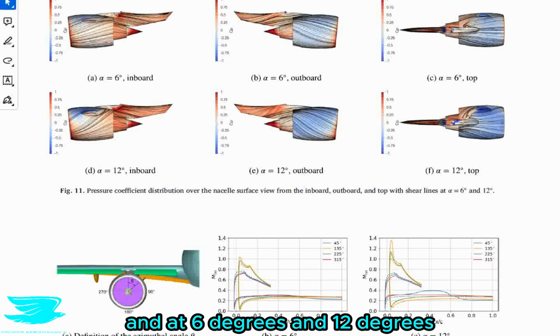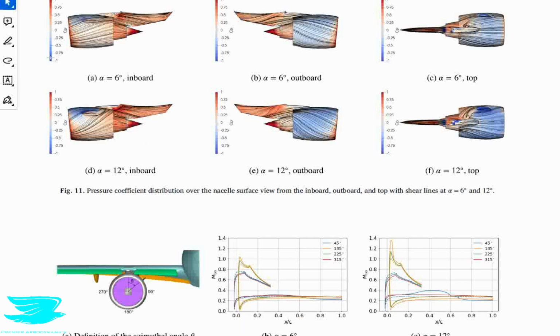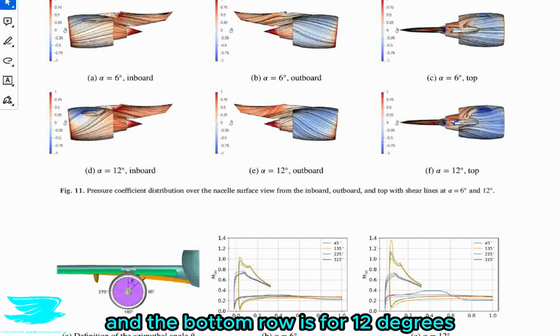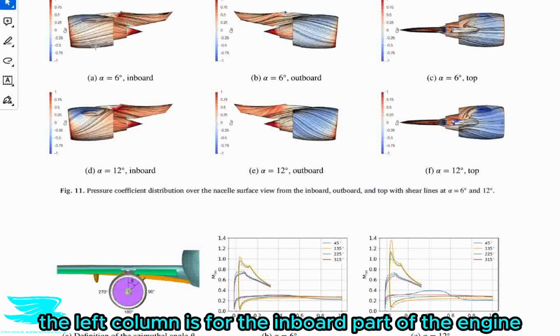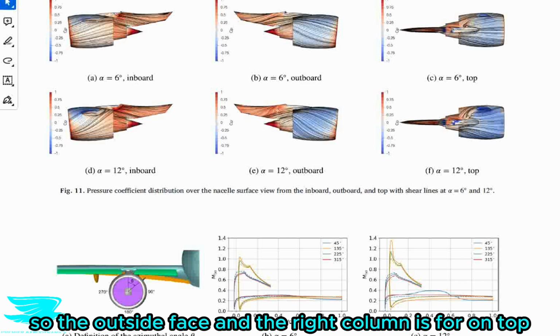So moving on to figure 11, we see the surface streamlines over the engines. And at 6 degrees and 12 degrees, we have a few different images to show here. The top row is for 6 degrees and the bottom row is for 12 degrees. The left column is for the inboard part of the engine, so the inside face. The middle column is for the outboard region, so the outside face. And the right column is for on top looking down.